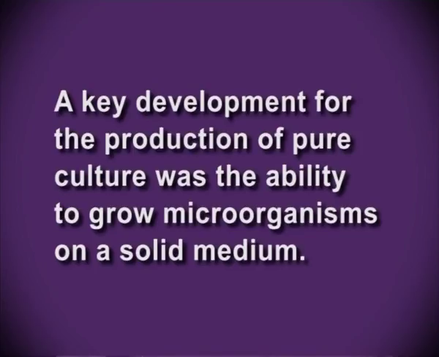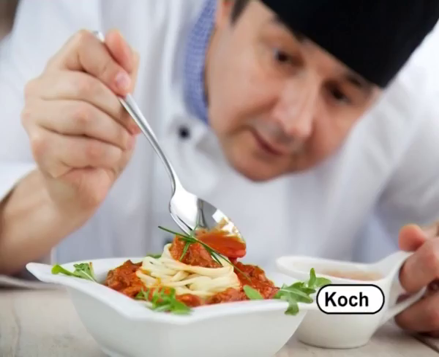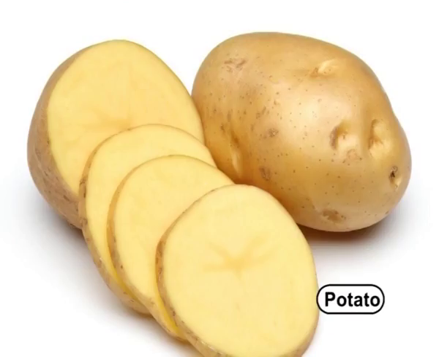A key development for the production of pure culture was the ability to grow microorganisms on a solid medium. Koch had noticed that when a nutrient surface such as cut potato was exposed to air, individual microbial colonies grew up, and he inferred from this that these had each arisen from the numerous divisions of single cells.